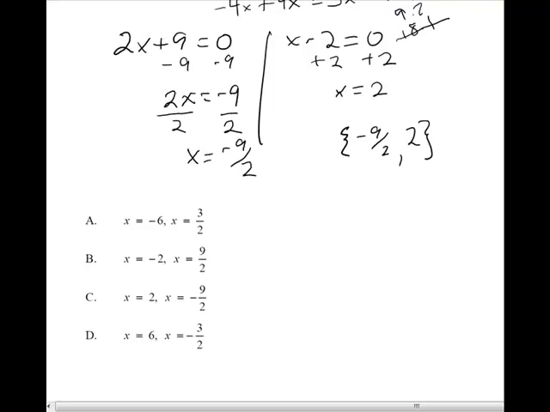This was a multiple choice question, so now let's have a look at the answers. So we want a negative 9 halves and a 2. So our choice is going to be C.